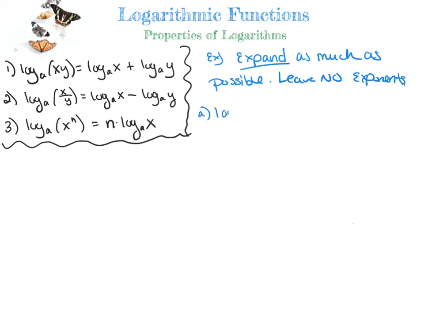Let's expand log base 8 of 5 times a divided by b. Okay, first thing I'd like to point out is that the 5 and the a up in the numerator are being multiplied. So I can actually use rule 1 with the 5 for x and the a as y. The b is being divided, so I can use rule 2 and make sure that whatever's being divided goes into the logarithm that's negative. So if I expand as much as possible, that'll look like this.